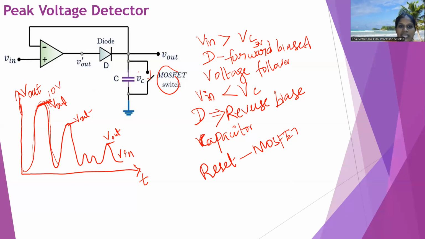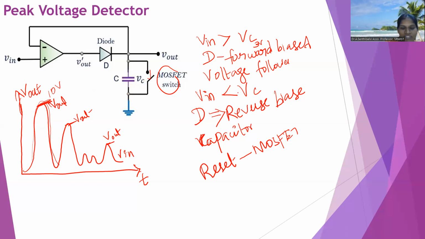Initially the capacitor is stored with the value Vc. The input voltage is compared with the Vc value after giving Vin. If Vin is greater than Vc, the diode gets forward biased and acts as a voltage follower. If Vin is lesser than Vc, it is reverse biased, and in this condition the capacitor retains the value Vc. If you want to reset the circuit, the MOSFET switch is used here.